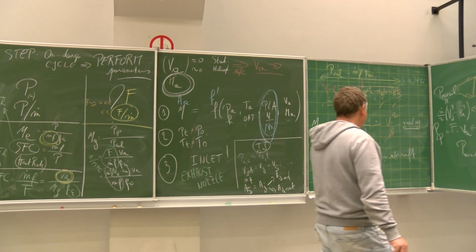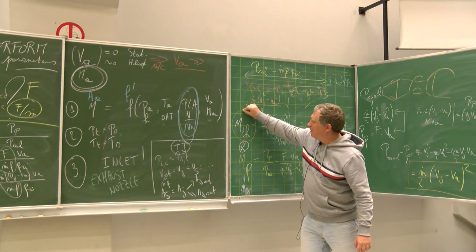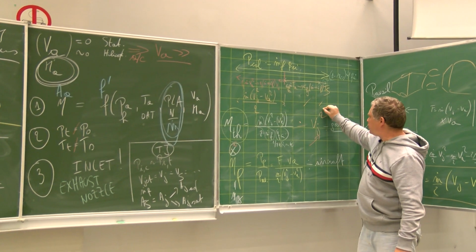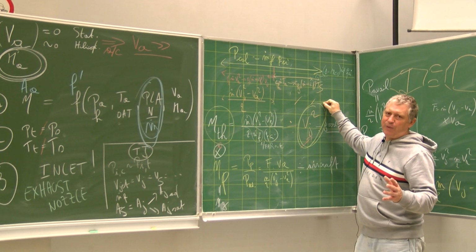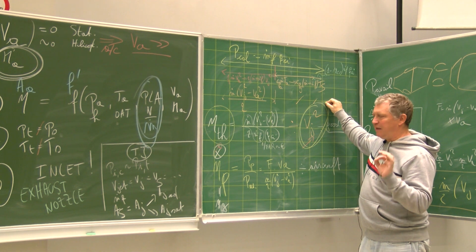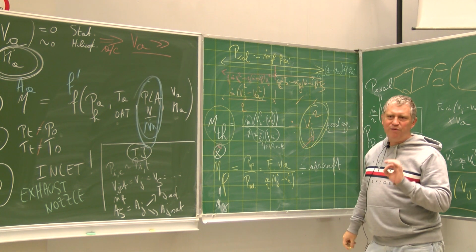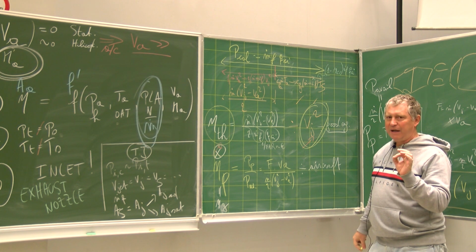And finally, I insist on the fact that eta th for a turbojet is just influenced by Vjet square. There is no other way than increasing eta th thanks to Vjet. This is the only solution. I will come back on that tomorrow.